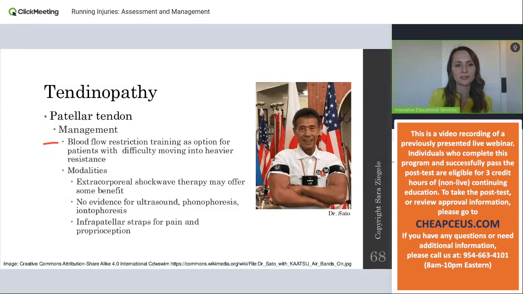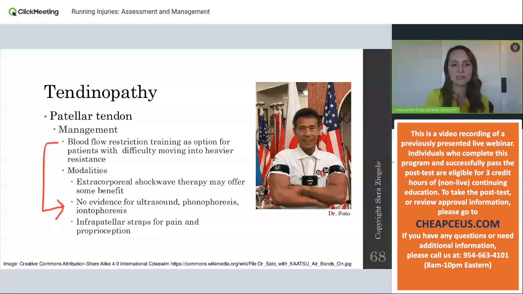There are some additional strategies that can help with some of those general goals on the previous page. If someone is having a difficult time moving into heavier resistance, blood flow restriction training, often referred to in the clinic as BFR, can be helpful to increase tolerance for heavier or more regenerative loading without having to put it into as much pain.